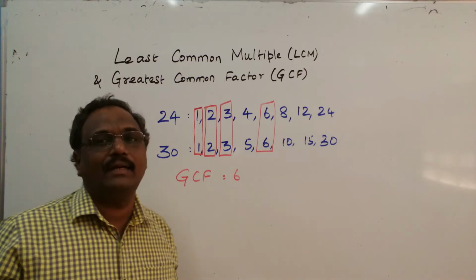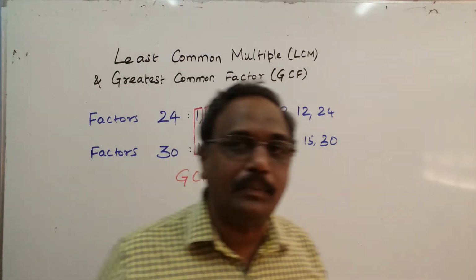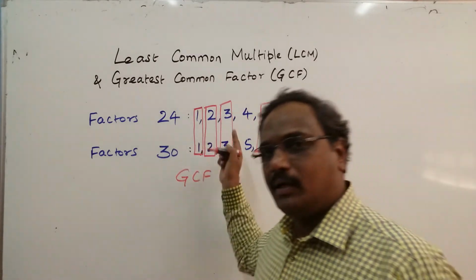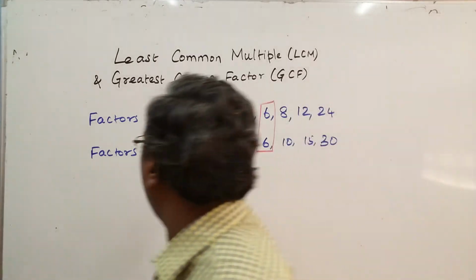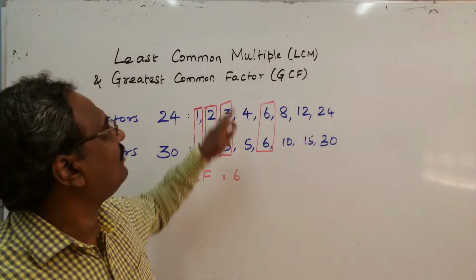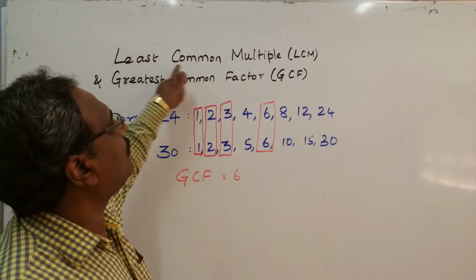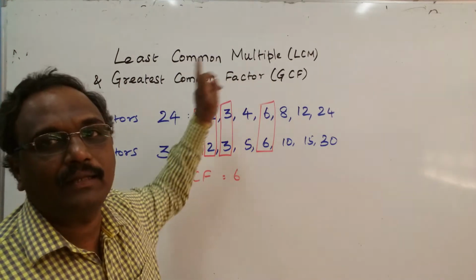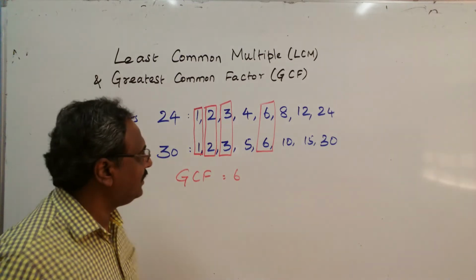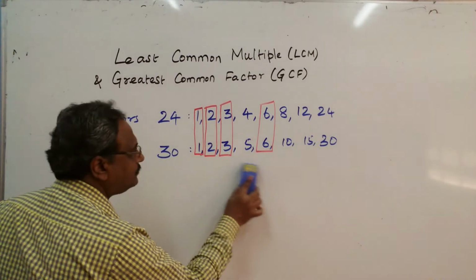In the same idea, we can find the multiples. We can find the multiples for 24: 24 multiply 1, 24 multiply 2, 24 multiply 3 and so on. The same idea for 30. And then we can find the least common multiple. In this class, we are going to discuss some samples.